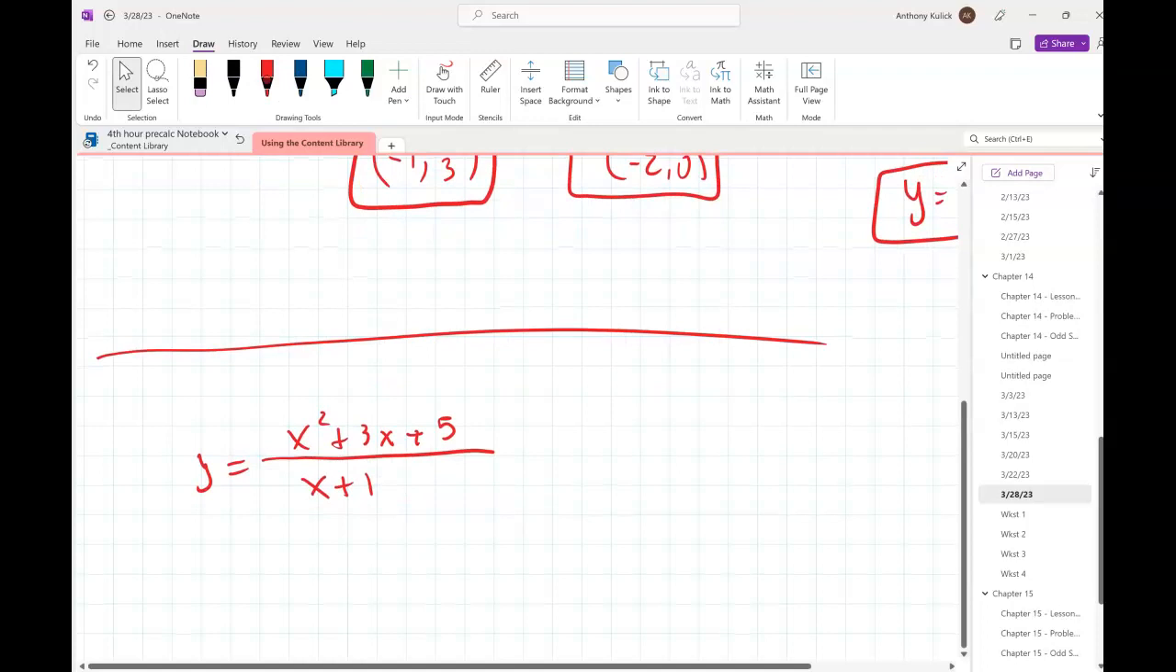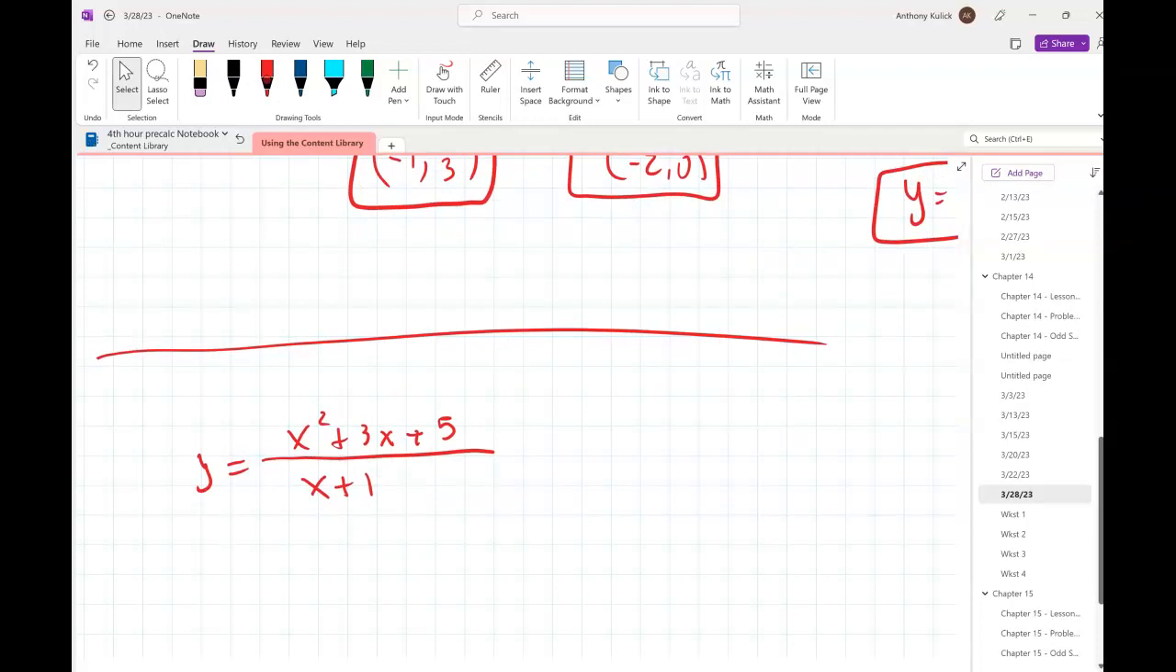So here I noticed the degree of the numerator is 2, and the degree of the denominator is 1. So this is a slant asymptote problem. To get that, I'm just going to do polynomial division. If I look at the denominator, I notice that it is monic, degree 1 with leading coefficient 1, so I can do synthetic division with this.